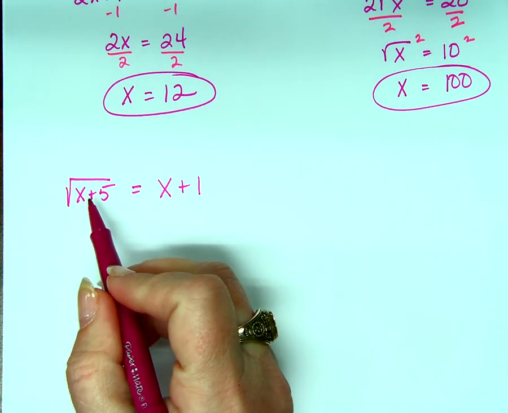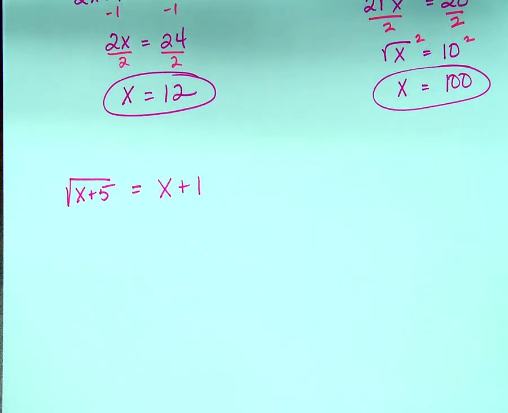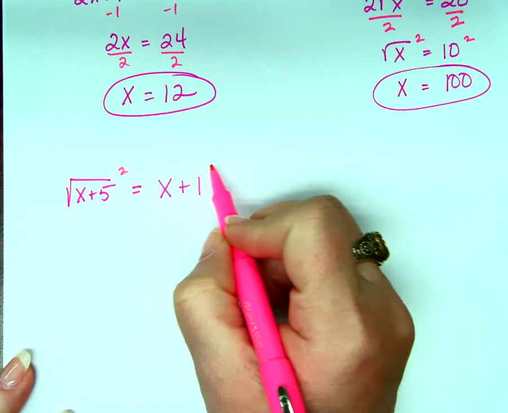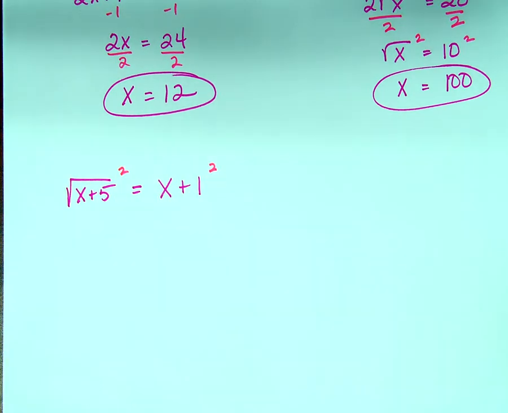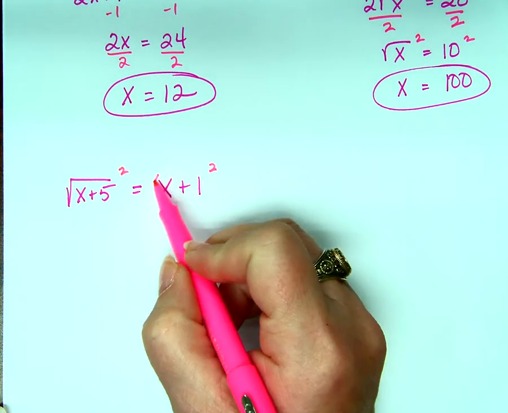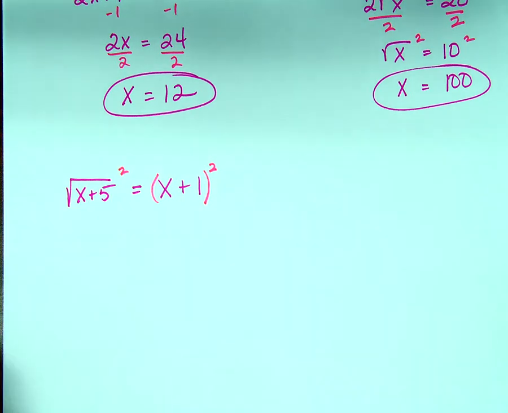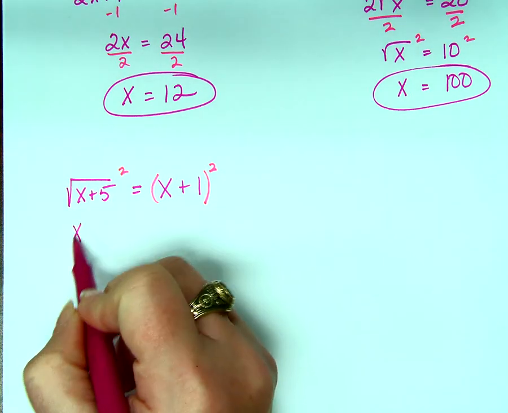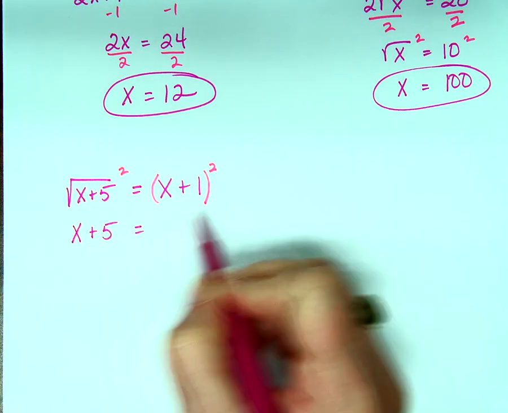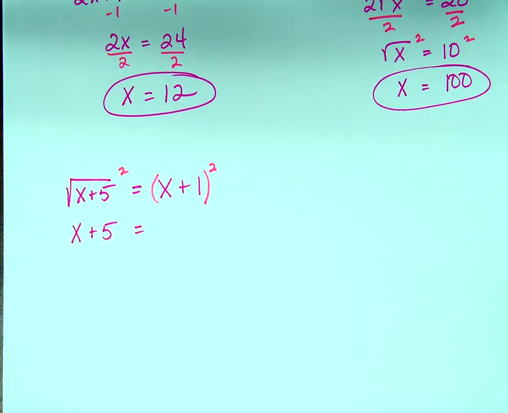Is the root sign isolated? Yes, so how do I undo that? I square it. I have to square both sides, right? So on the left-hand side of this equation, I just get x plus 5. What happens on the right-hand side?